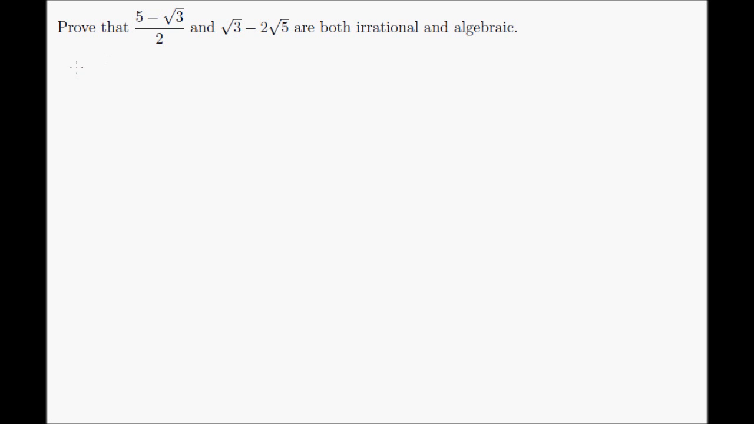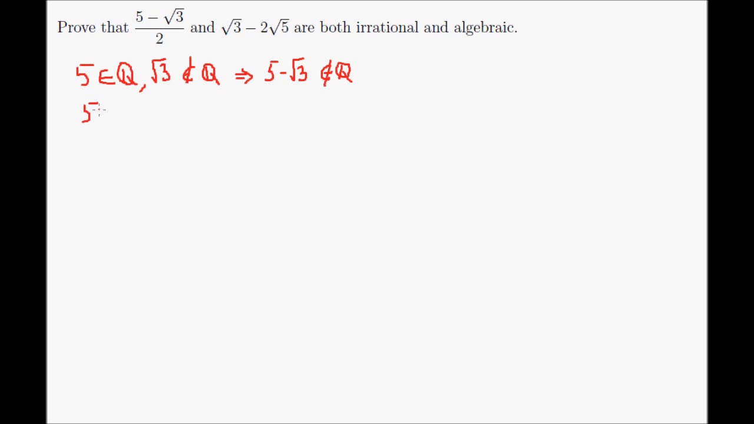First off, we observe that 5 is rational and square root of 3 is not rational. And so therefore the difference, 5 minus square root of 3, must be irrational. Okay, that's by one of the other theorems in this section.